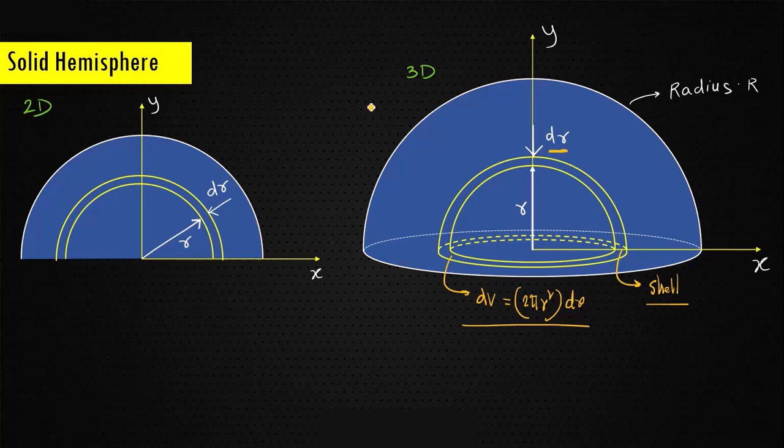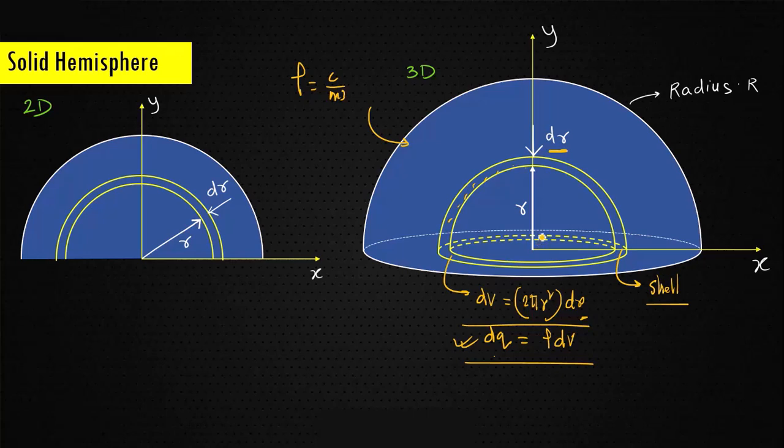Once I calculate the volume, in this situation you have to define the value of rho. What is rho? Rho is the mass density, volumetric mass density, or volumetric charge density. Let us say rho is given in coulomb per meter cube. So what is the elemental charge dq inside that small shell volume? That is nothing but rho into dv.